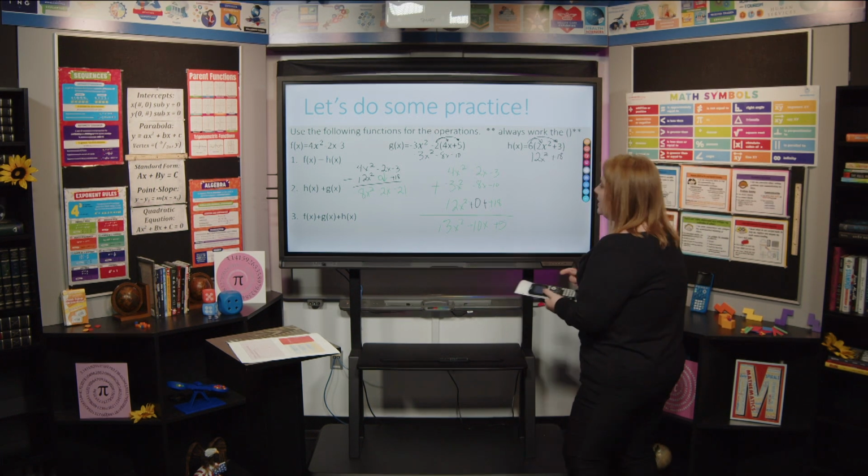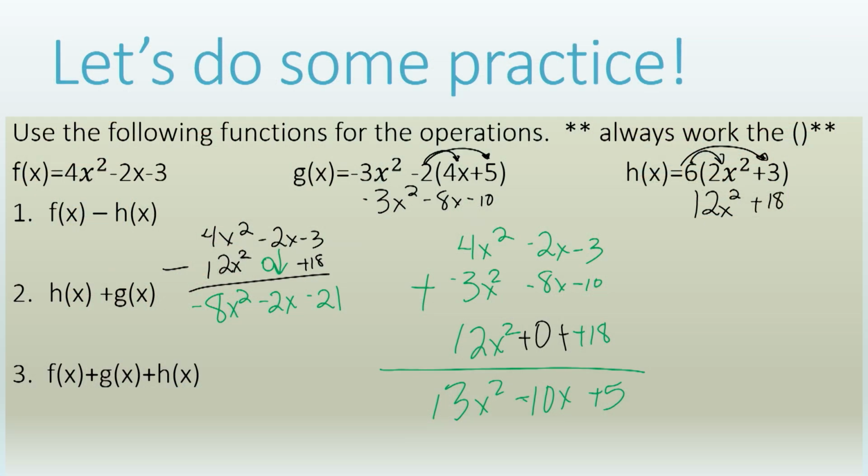I didn't. Let's look. I'm going to have 12x squared plus 18 plus, then I'm going to go ahead and erase this so we can use this part of the board. I'm going to have negative 3x squared minus 8x minus 10. Now you're probably sitting there going, Ms. Killen, why did you write it like that? Because sometimes you'll see it.